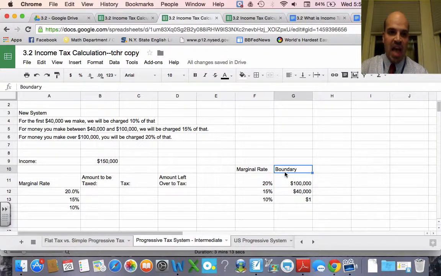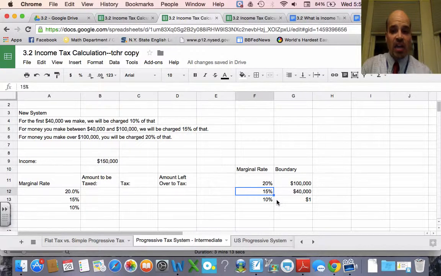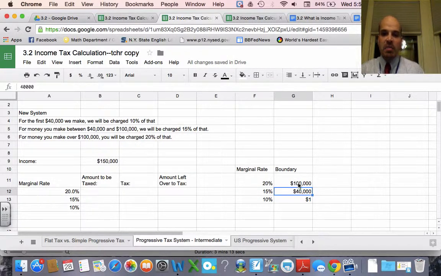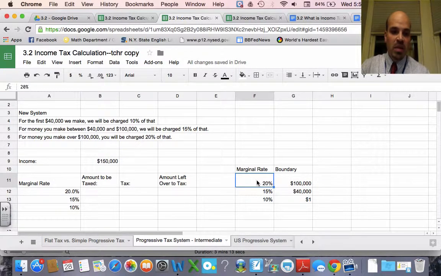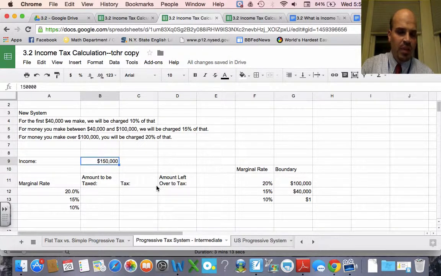Some people call this a tax bracket, this 15%. They say you're in the 15% tax bracket. And that's going to be $40,000. That's going to be my boundary. And then my next boundary is going to be $100,000. That's going to put me in the 20%. So let's say, for example, I made $150,000.